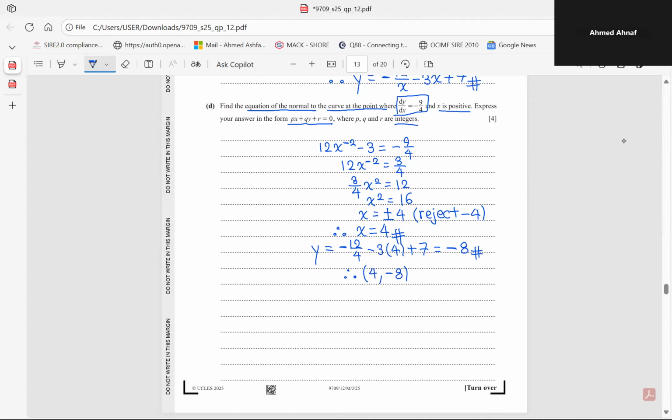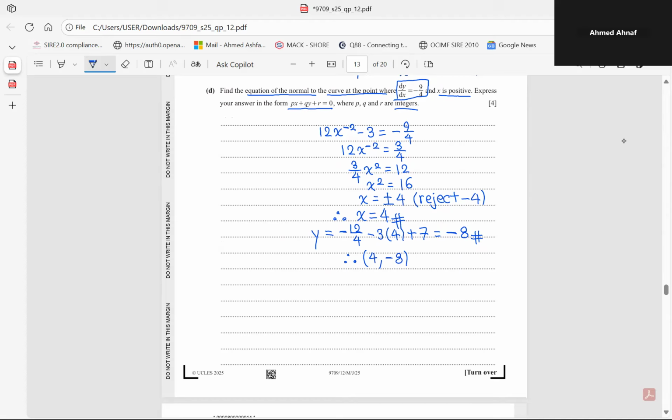Okay, so to find the equation of the normal, we first have to know the format of an equation of the normal. The normal is basically a straight line, so its format is going to be in terms of y equals mx plus c, where m is the gradient and c is the y-intercept. So in order to find m, let's do a little sketch. So this is the normal, and this is the tangent. And the normal is perpendicular to the tangent.